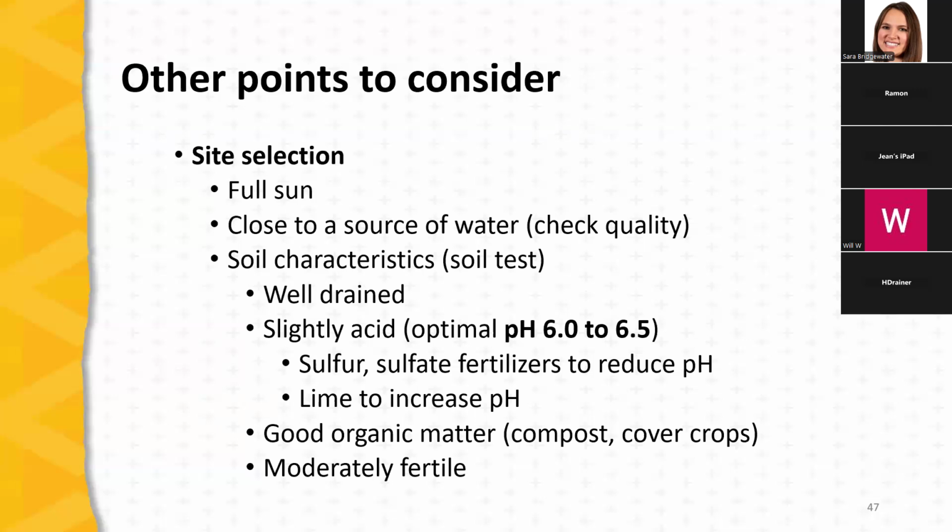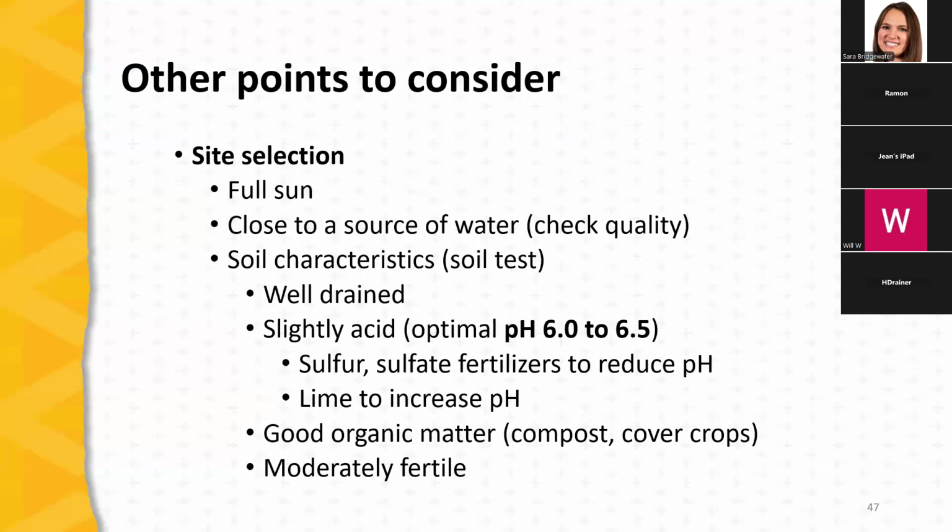Well-drained soil, slightly acid, 6 to 6.5. We talk about the pH. pH can be amended with sulfur or sulfate fertilizer to reduce pH, or lime to increase pH. Strongly, before you do this, do a test, because the test will tell you how much of each of these amendments you can use. If you use too much sulfur or sulfate fertilizer, you may reduce the pH too much, and it's not going to be good for the plant. And if you use too much lime, the same thing, the pH is going to go way up, and it's not going to be good for the plant.